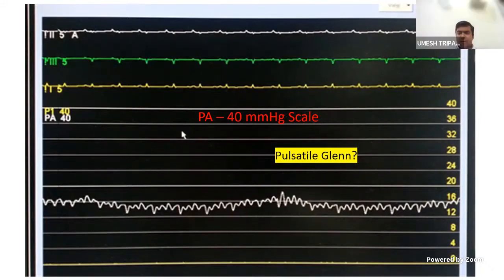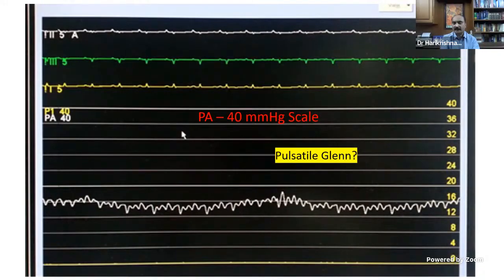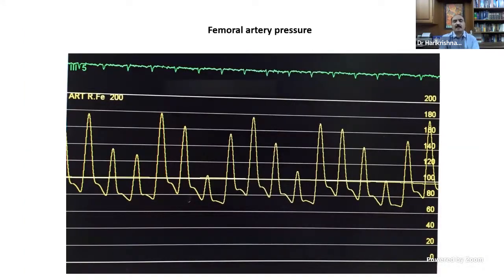So, there is a severe tear. Yeah, tell me, I didn't hear you. When the RV outflow is still patent and there is a forward flow, you can get a pulmonary artery pressure. When there is significant AV valve regurgitation also, you can get it. Okay. Now, we will go to another group of tracings.